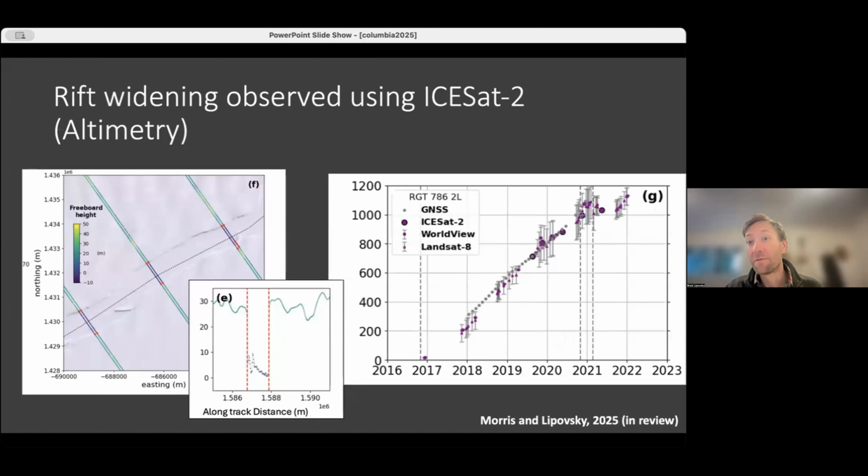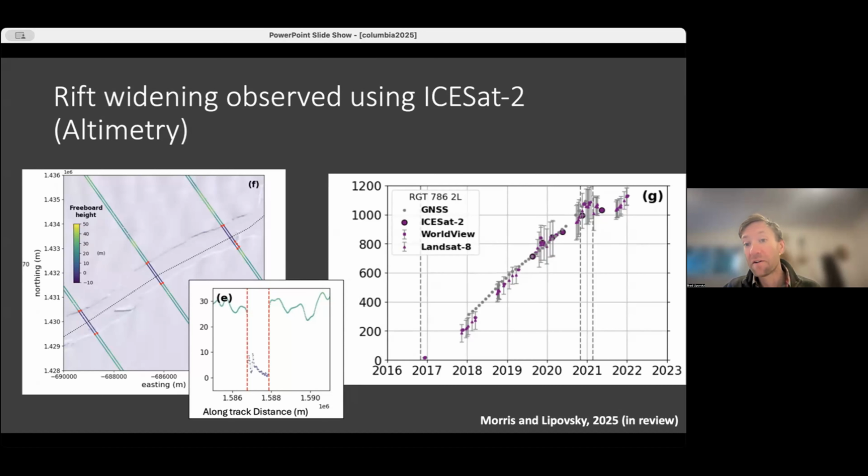ICESat-2 brings a wonderful new tool to study. It's a few years old, but really high resolution satellite altimetry. So this is just showing that we can get sort of kilometer spacing, but then along track, because the satellite altimetry gives us an along track product, we can get down to centimeter scale altimetric measurements that we end up averaging over about 10 meters. And that just gives us a wonderful record of the small scale dynamics of the rift growth.